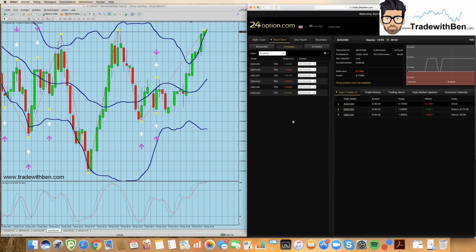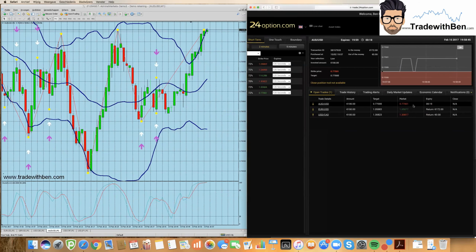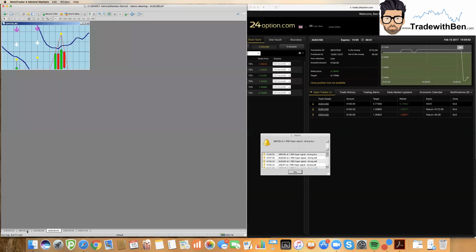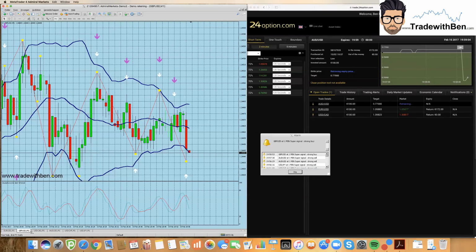Still waiting for this reversal. Somehow the market is still stuck at 001 and still waiting for that reversal. There it is. There is the reversal that we were waiting for. GPUSD is indicating down.